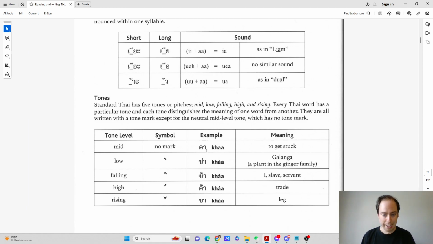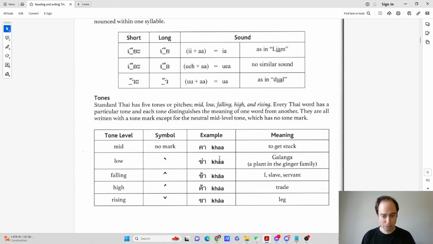So for example, in the example here, we have ka. You could have the mid tone, just straight through the middle, or you could have low, or falling, or high, or rising. And depending on which tone you use, it could mean getting stuck, galangal, which is a plant in the ginger family, servants, trade, or leg. So as you can see, these are pretty different words, and the sound ka is exactly the same. It's just different based on how you say it.